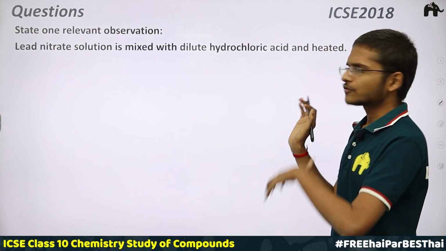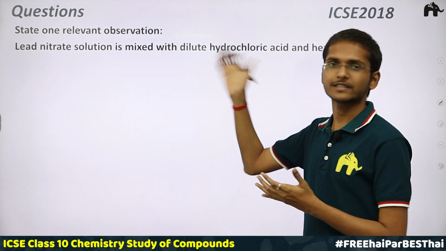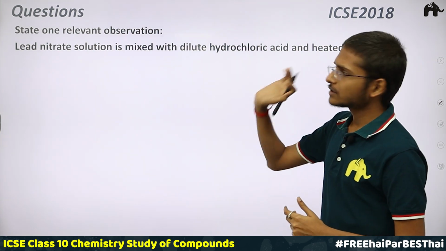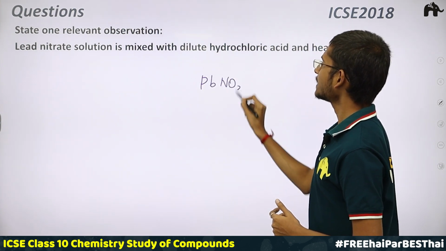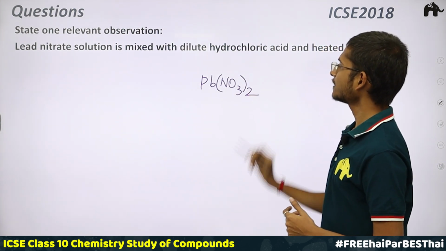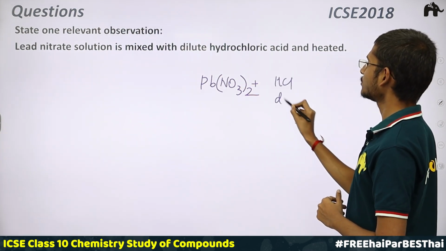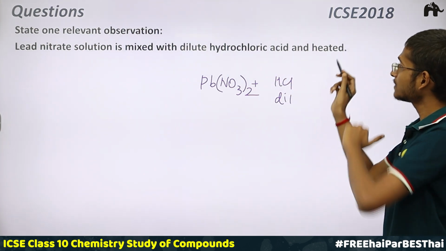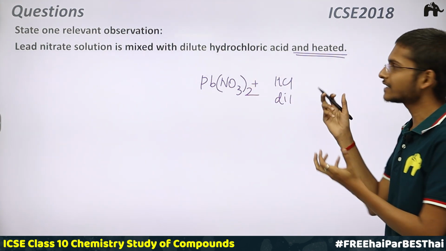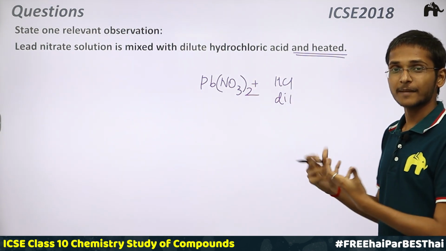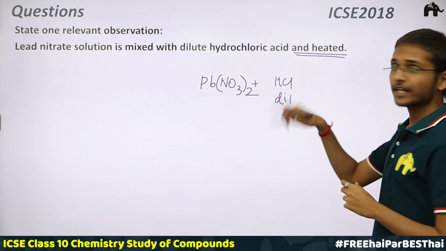Okay, coming to the last question. State one relevant observation. You have to just give one relevant observation. This type of question we have solved a lot in so many previous chapters as well. Lead nitrate solution is mixed with dilute hydrochloric acid, and heated also. Don't just read half the sentence of the question, get excited and jump on the answer directly. Read the complete question, be calm, and then answer. Otherwise you would end up writing wrong answers.